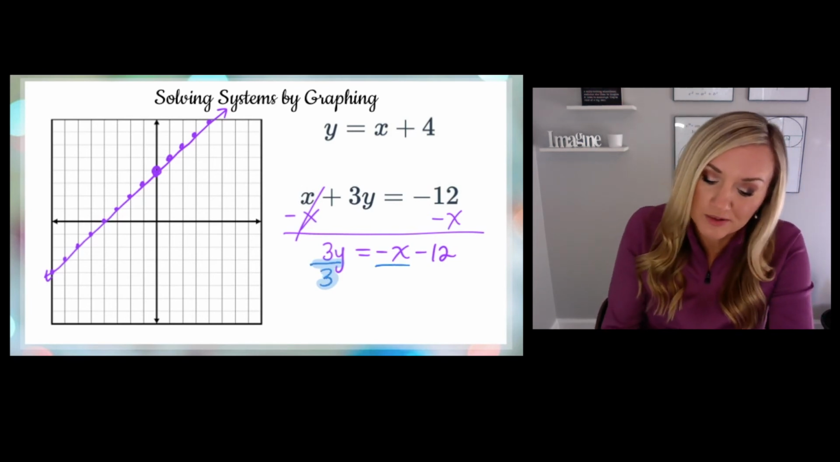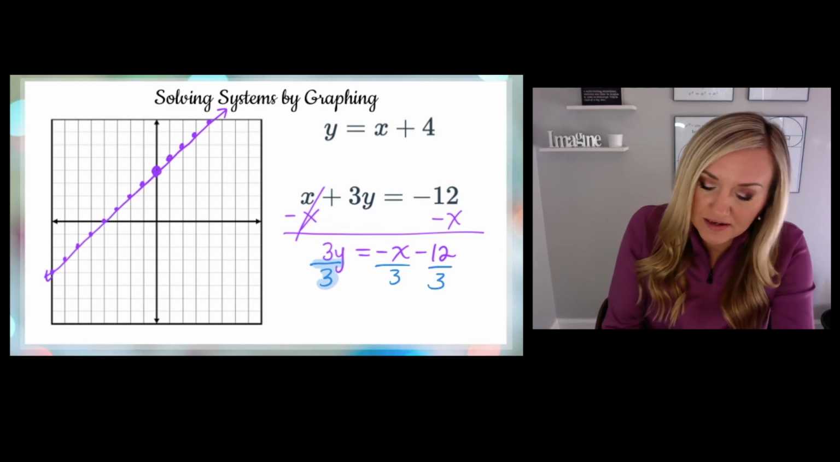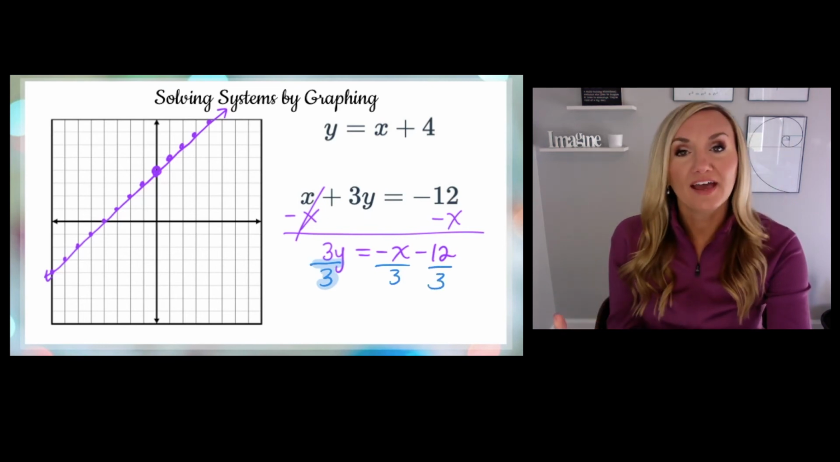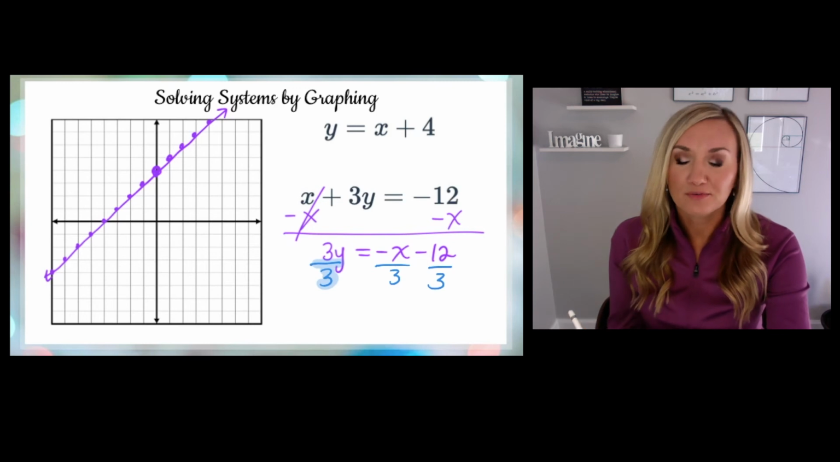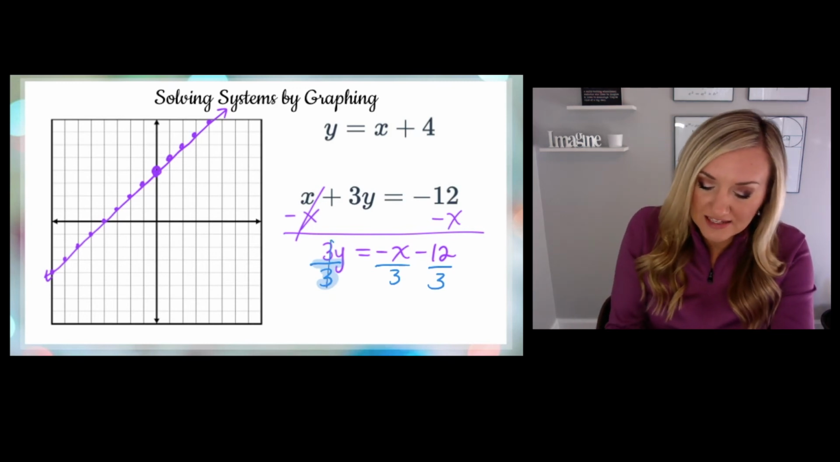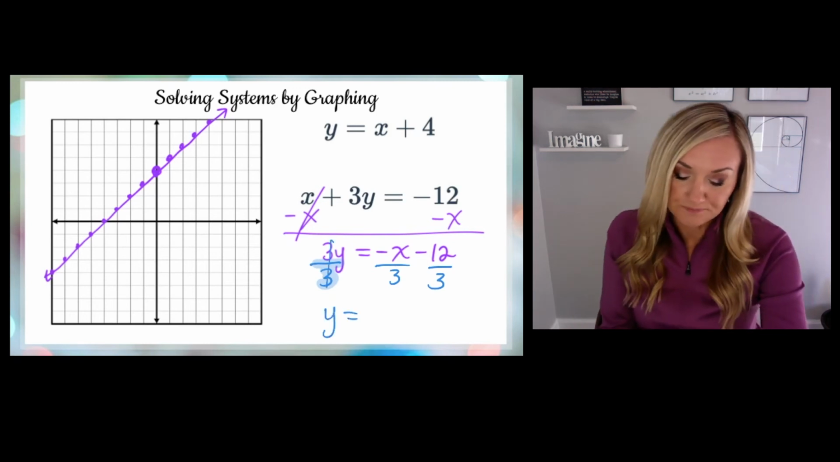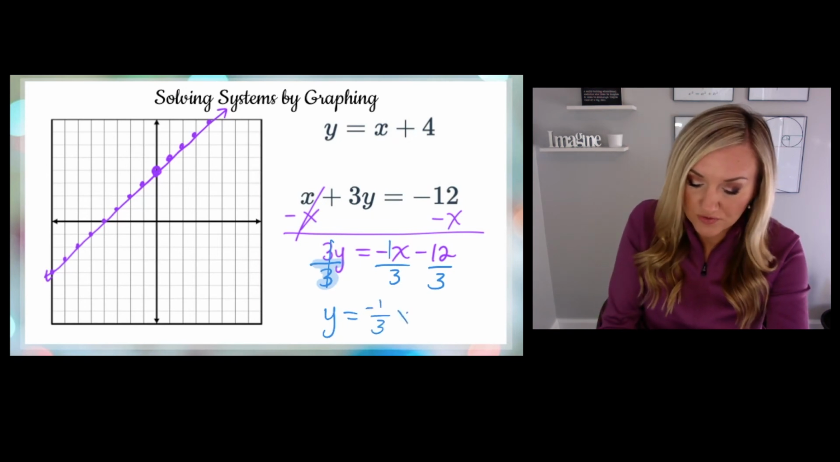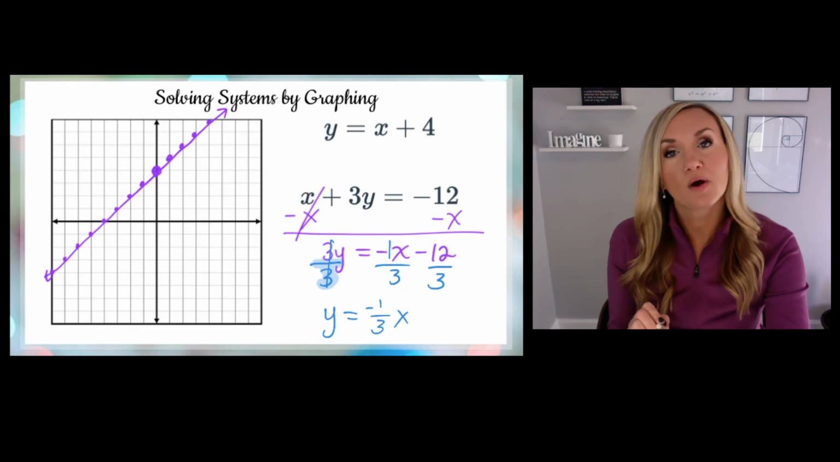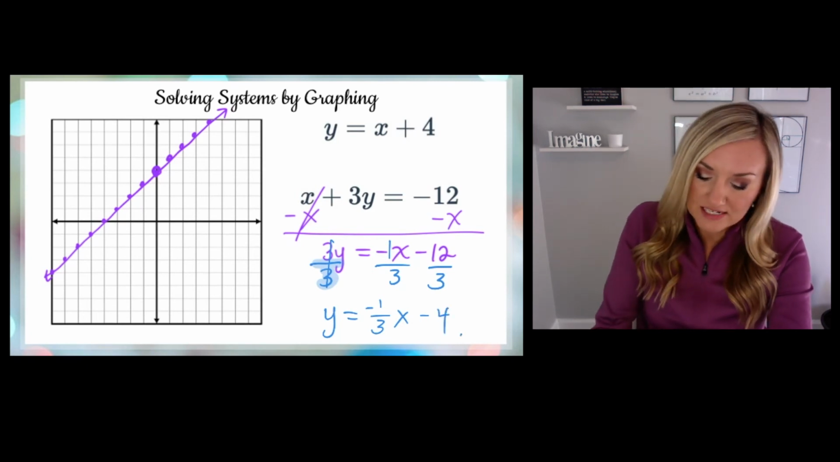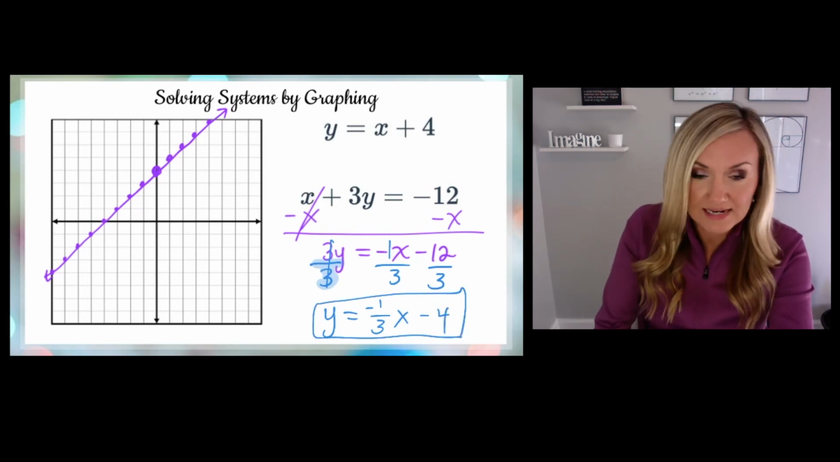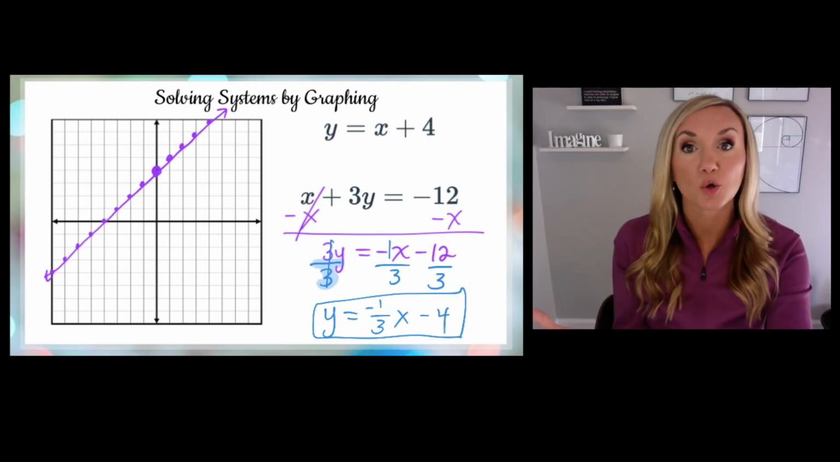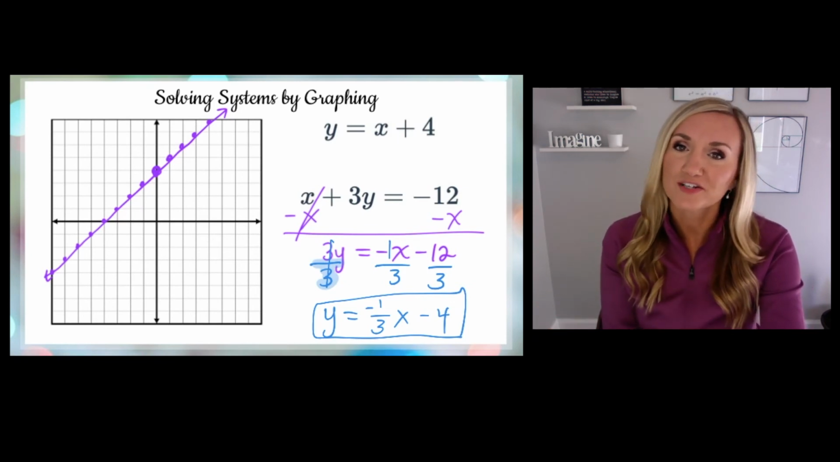It looks kind of cool actually. Divide by 3 and divide by 3. Remember, we have to divide every single term by 3. And so now they cancel, and y equals, it is understood that there is a 1 here, so I'm going to rewrite this to say -1/3 x, and -12 divided by 3, that's a -4. Now I have rewritten that equation in slope-intercept form, which is more helpful for us to graph.